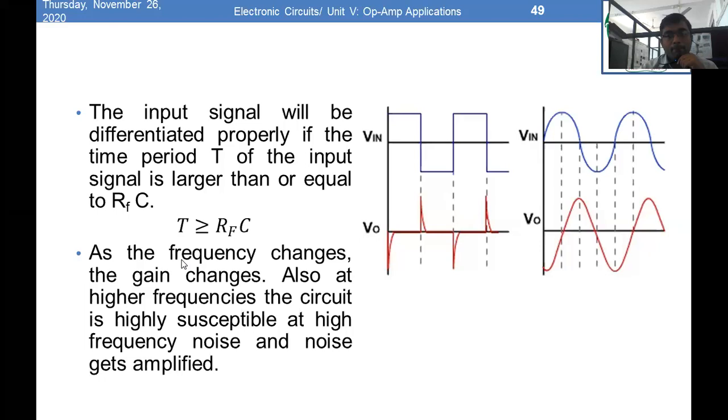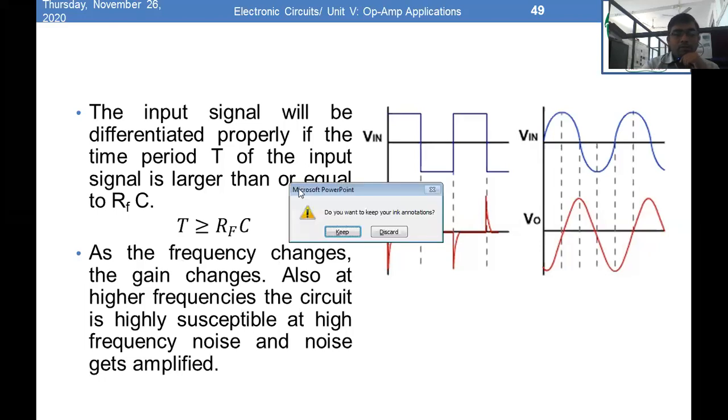Okay, please note it down, or take a screenshot of this diagram.